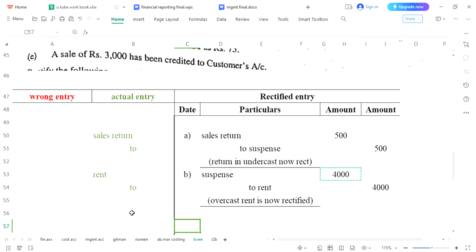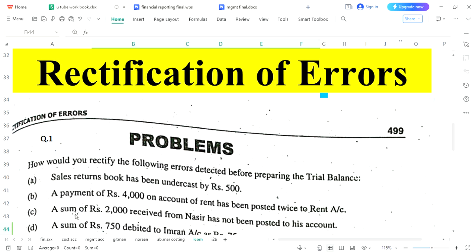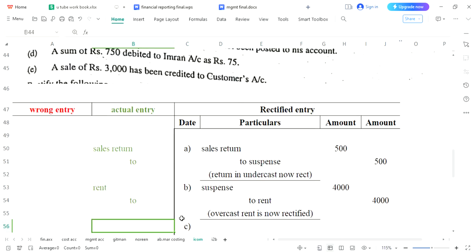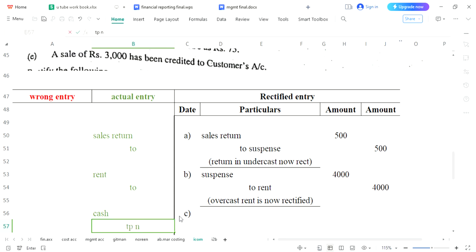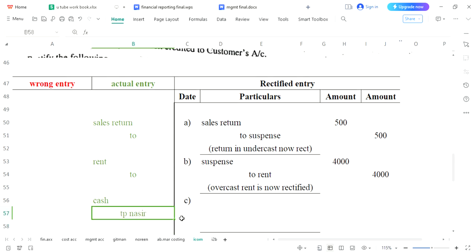Alright guys, now we will see what C entry is saying to us. A sum of rupees 2000 received. Receive means cash is coming in from Nasir. First we will see what entry should be done. You have received cash. Cash should be debited, and received from Nasir. Nasir was your debtor. Debtor was account receivable asset, but as you have received the amount, Nasir will not be your account receivable. Asset decrease, decrease in asset should be credited. So Nasir name was meant to be written on credit side.